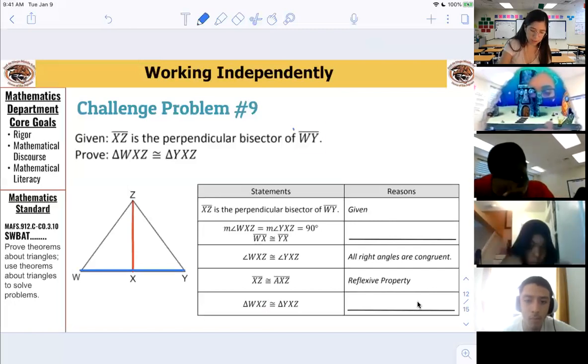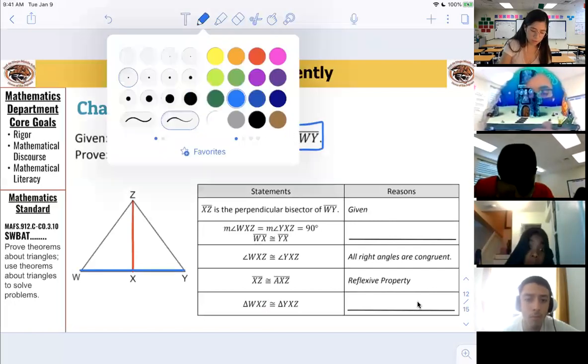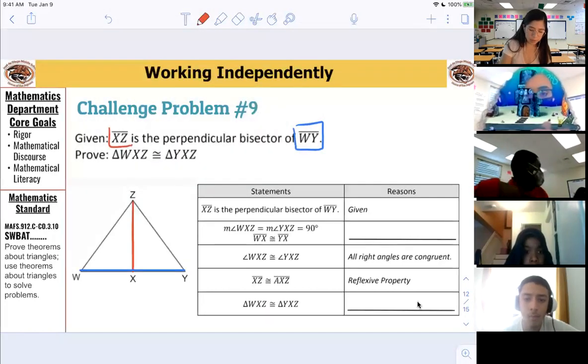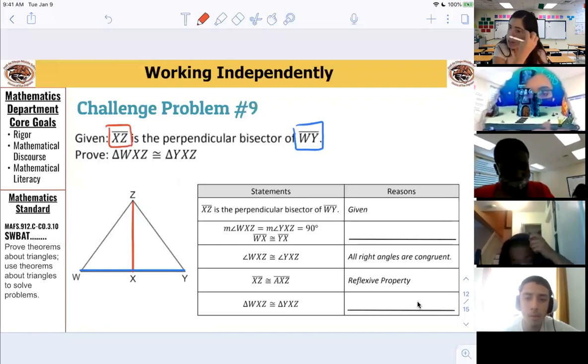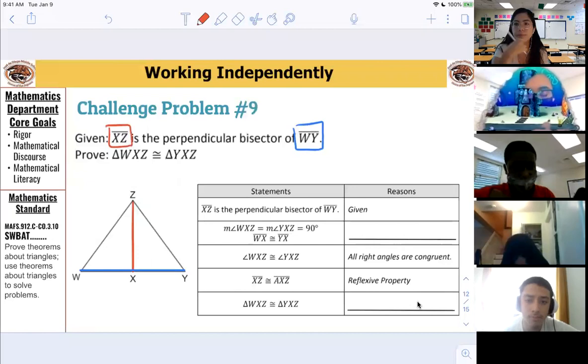XZ is congruent to WY. That's my first statement. Then what do they tell us? Can anyone read the second statement for us? Nice and loud.